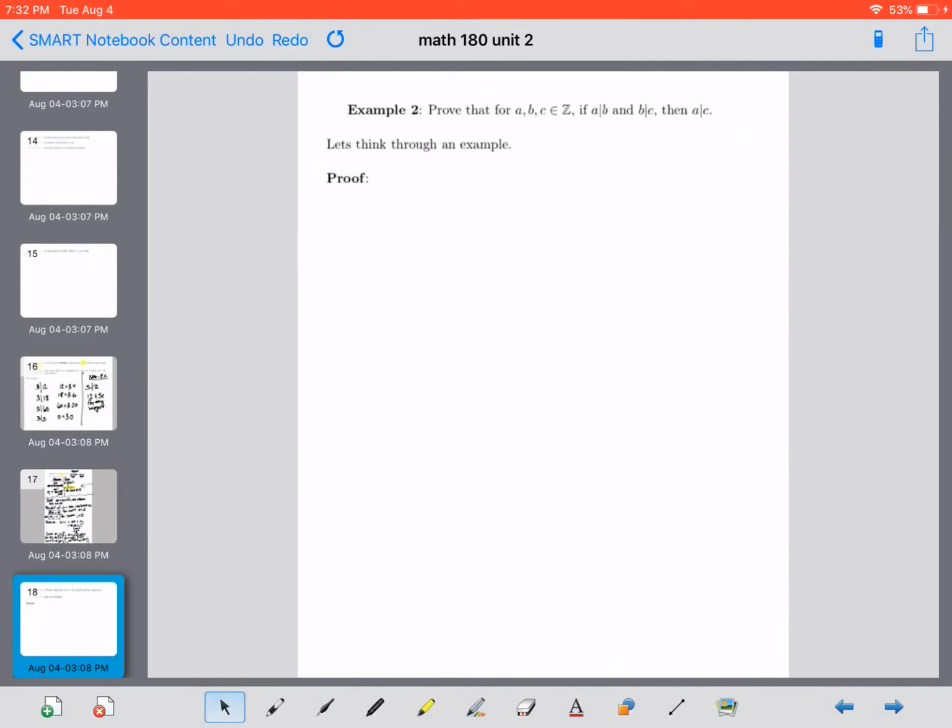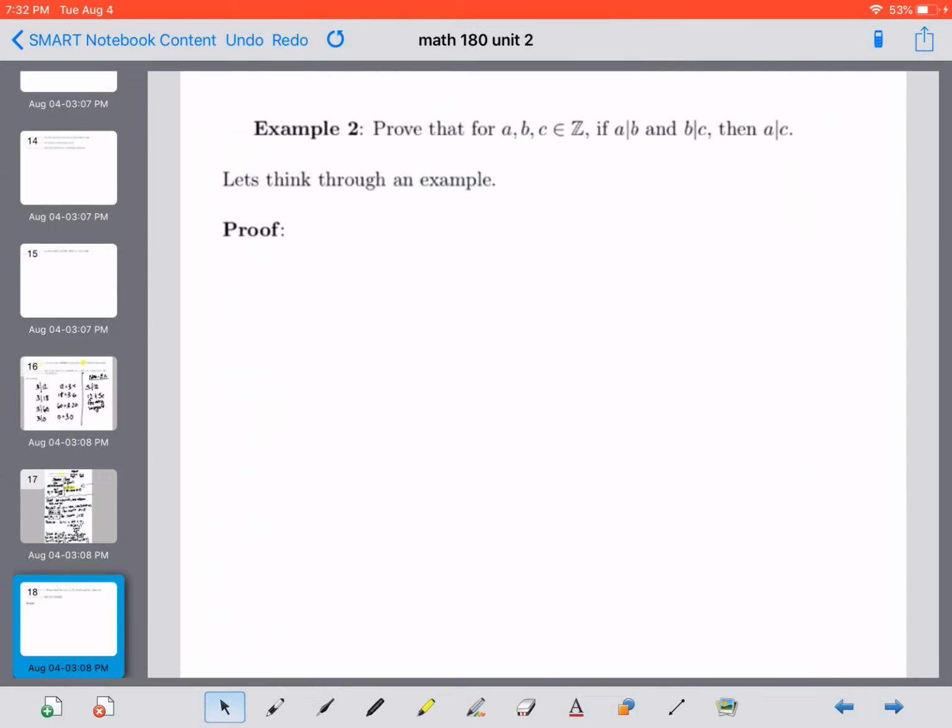This time, we still assume A, B, and C are integers, and we want to prove that if A divides B and B divides C, then A divides C. So again, we're going to try to think through an example to make sure this makes sense. Let's think of integers A, B, and C that satisfy the hypothesis, that satisfy A divides B and B divides C. So maybe something like 2 divides 6 and 6 divides 30. Okay, because 6 is a multiple of 2 and 30 is a multiple of 6. Is it also true that A divides C, that 2 divides 30?